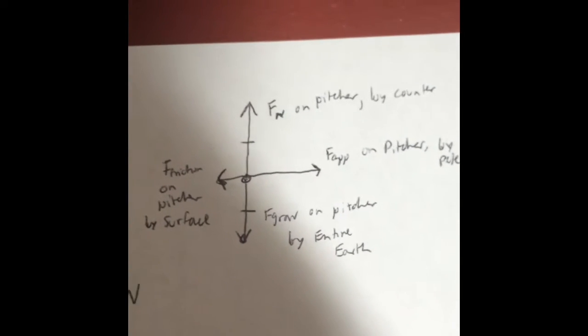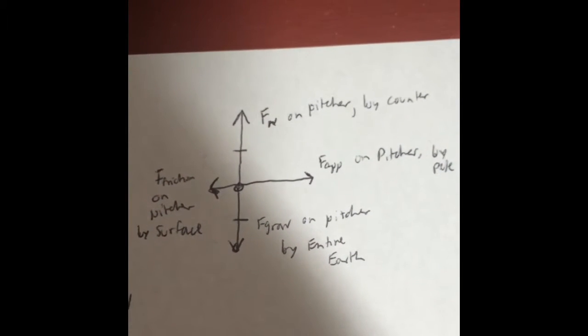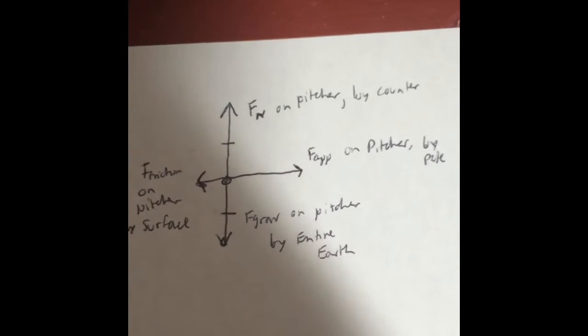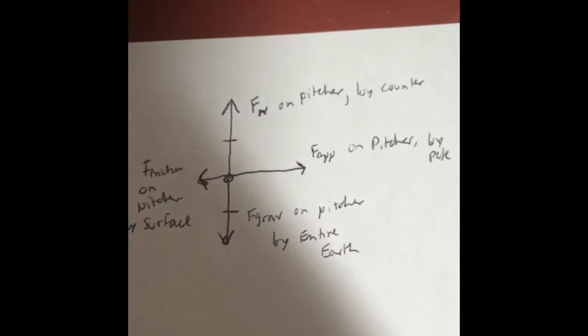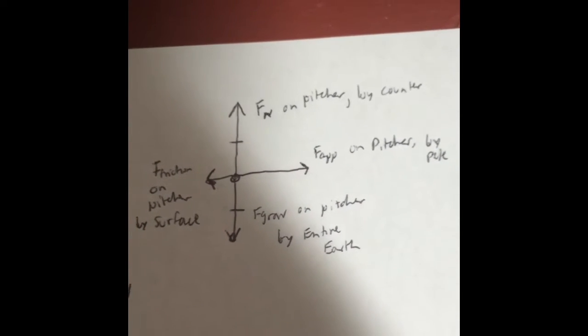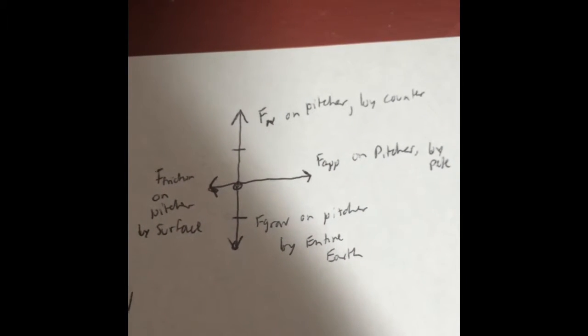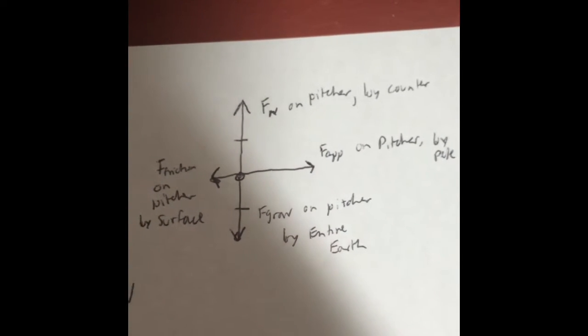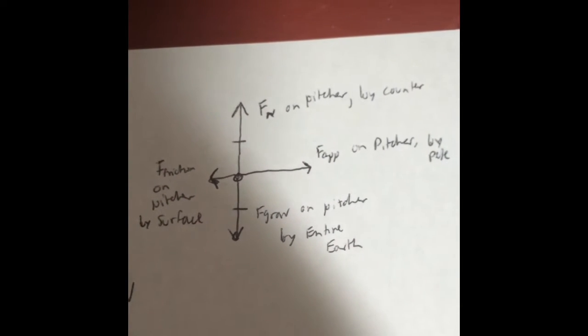Here's the free body diagram that shows that the forces in the y direction cancel out because they equal one another. F normal on the pitcher by the counter equals F grav on the pitcher by the entire Earth. The forces in the x direction, however, are not equal. F applied on the pitcher by Pete is greater than the friction on the pitcher by the surface.